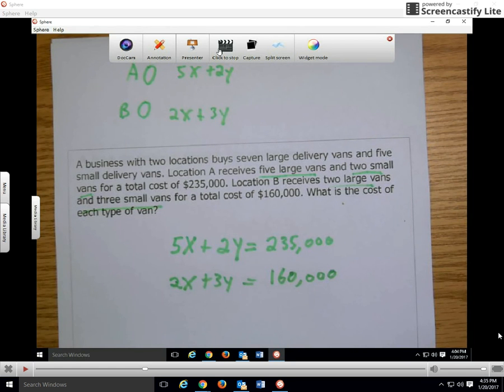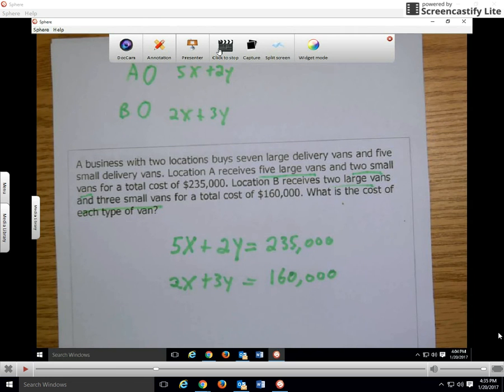So this is the money you spent for the vans, and you want to know, well, how much is it if I just want to buy one large van or one small van? How much does each one cost? And from that you could figure out lots of different answers. Okay, so let's figure it out.